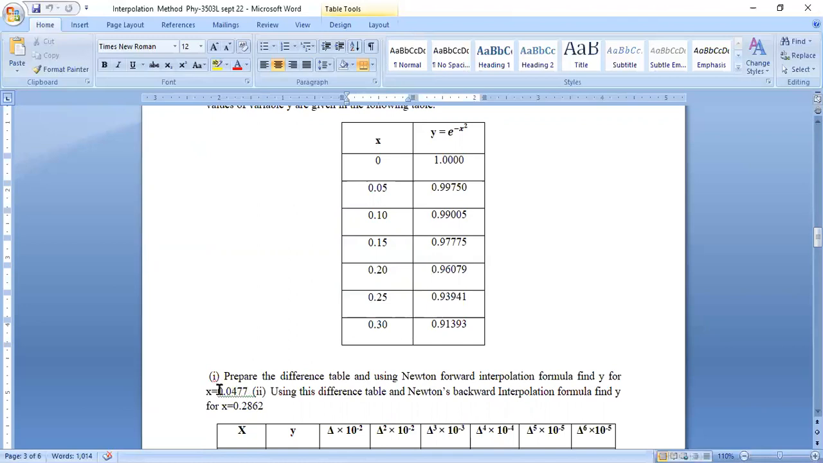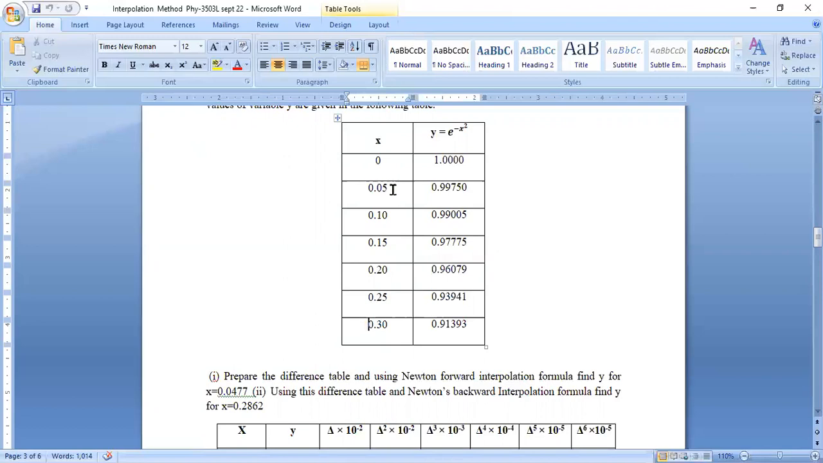You see this value of x, 0.0477, is not listed in the table. But of course, 0.0477 is very close to 0.05. Since your xk is lying at the beginning of the table, we can use forward interpolation. So we have to use the forward interpolation.